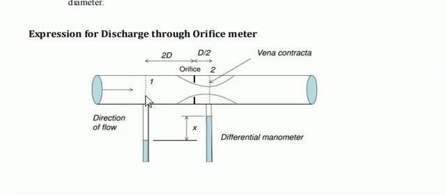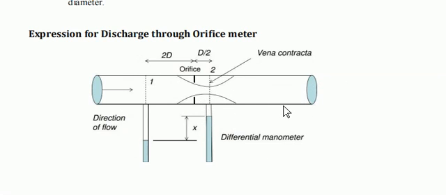We have to fix the differential manometer connections at these positions, and it is fixed with 2d, where d is the diameter of the pipe. At 2 times d, we connect one point of the U-tube manometer, and on the right side at a distance d by 2, we connect the other end of the differential manometer. We will get the pressure differences between this point and that point. This shows the x value here. This is the schematic representation of the orifice meter.